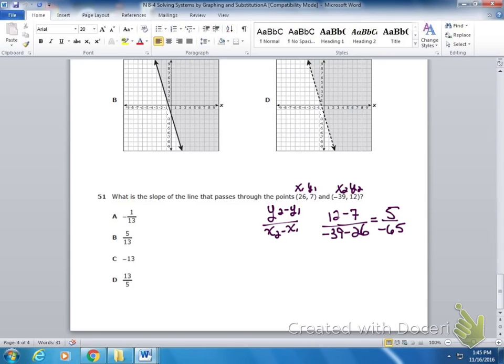So one thing you know for sure there, our slope is negative. B and D aren't going to work. Now, it should be pretty obvious what it is now. We're going to have to simplify this. Remember, we can use math, enter. But I guarantee you 5 divided by negative 65 is not 13 or negative 13. The answer is A. Guys, just put 5 divided by negative 65 in your calculator and hit math, enter.